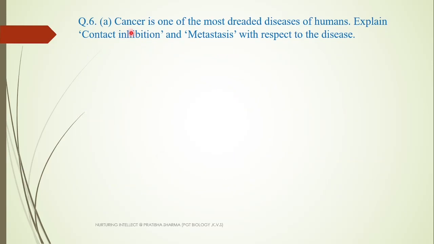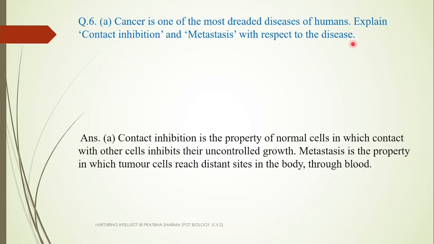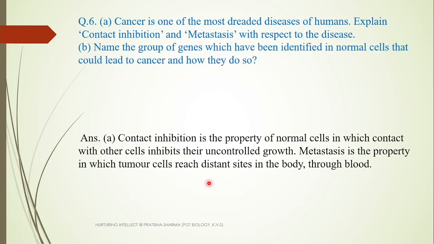Question number 6. Cancer is one of the most dreaded disease of humans. Explain contact inhibition and metastasis with respect to the disease. तो दोनों की आपको definition लिखनी है. Contact inhibition is the property of normal cells. These normal cells, when they are in contact with other cell, their growth is controlled. They do not divide at an uncontrolled rate. ठीक है, metastasis property होती है cancer cells की कि they can detach from the tumor and reach the distant sites in the body and cause cancer over there.